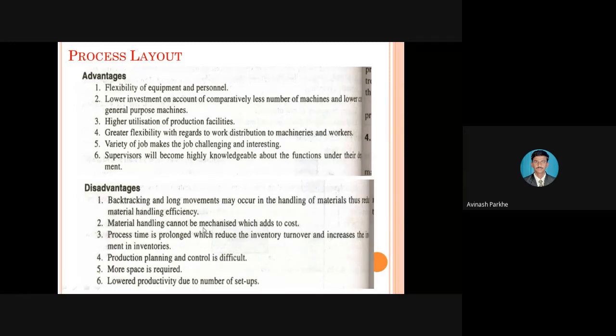The material handling cannot be mechanized, which adds to the cost. Whatever components we handle have to be handled by the operator, or we use some trolleys and tractors. Basically this particular layout is mostly applicable for small scale industry. Therefore we are not using tractors. We simply use trolleys only to carry that particular component. So in that case, the material handling cannot be mechanized.